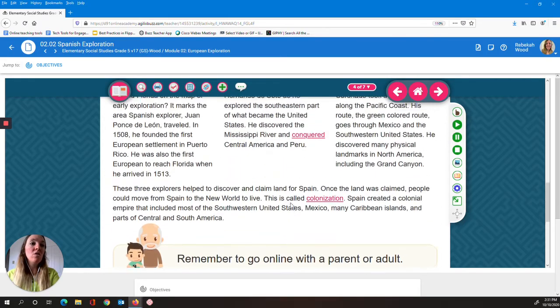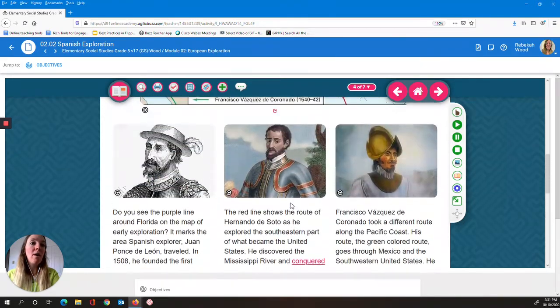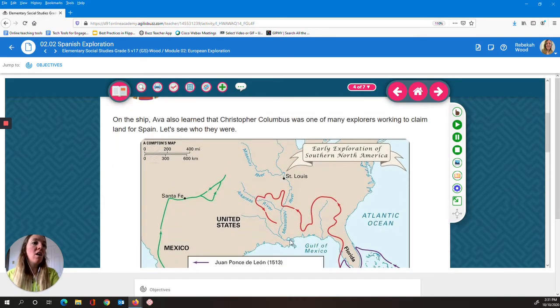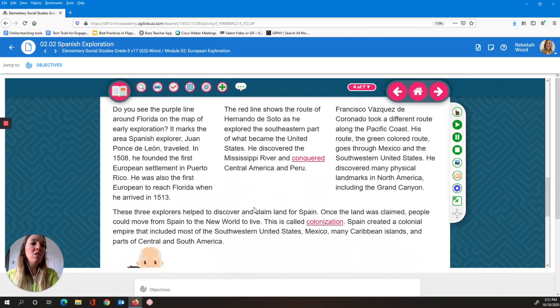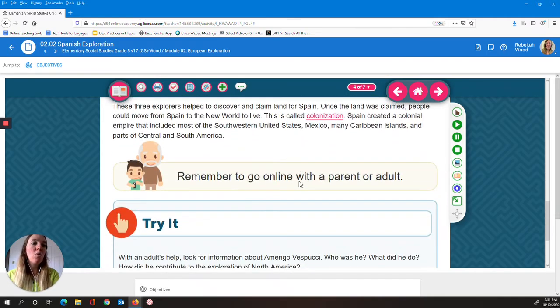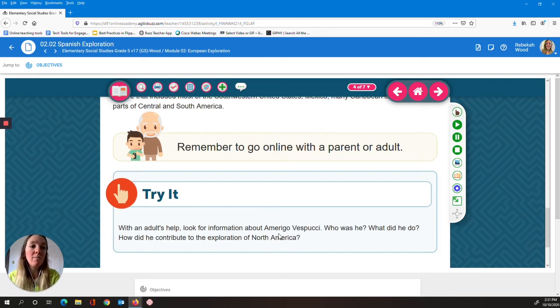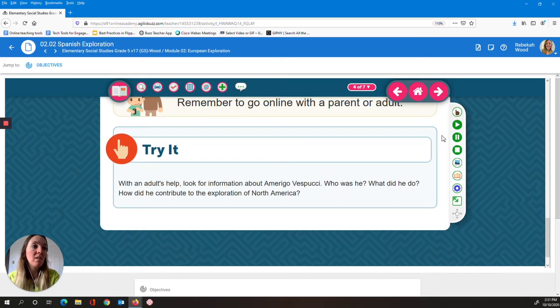And so if you would like to learn more about these explorers, especially about Amerigo Vespucci, because there's not much information about him on this page, you are welcome to go online with a parent or adult and Google search more about him and his life. So you're welcome to look around and explore more about Amerigo Vespucci if that's something you're interested in.